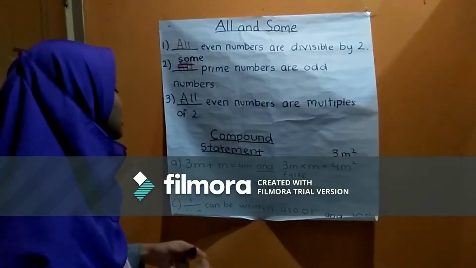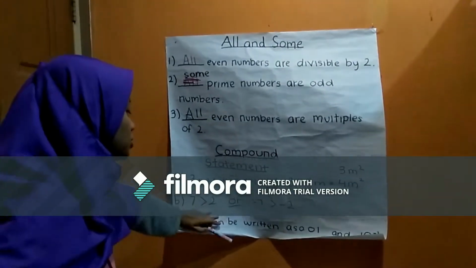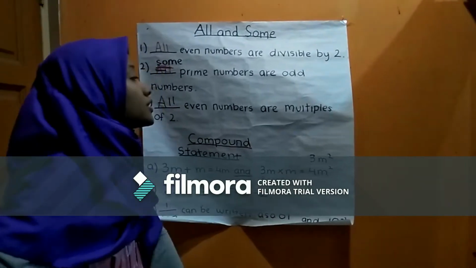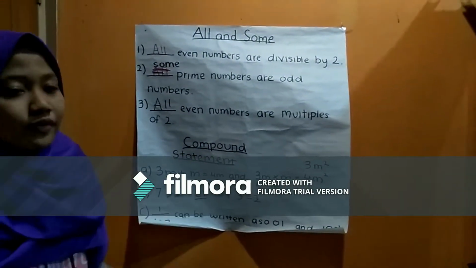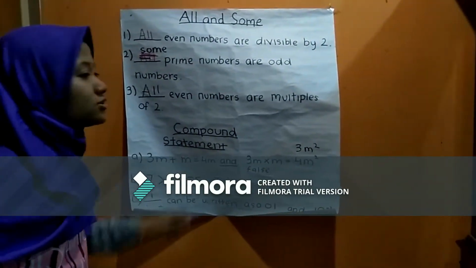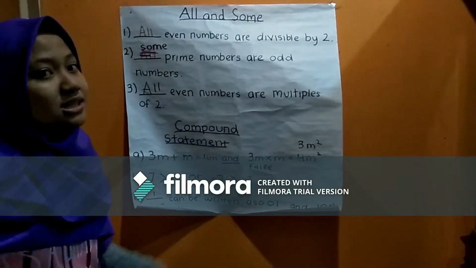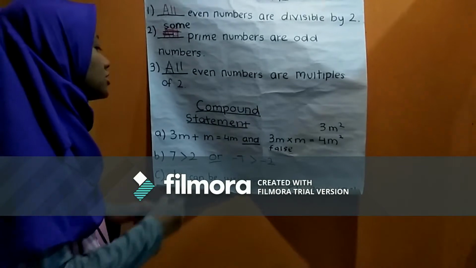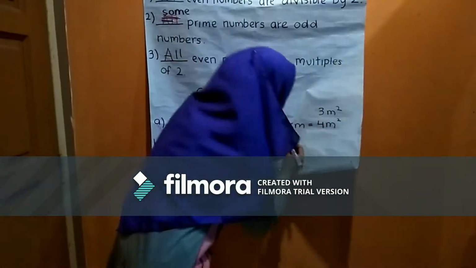For the second statement, it says that 7 is larger than 2, or negative 7 is larger than negative 2. In order for this statement to have a true value, because we use the word or, only one statement has to be correct. In this case, 7 is bigger than 2. So therefore, this statement is true.